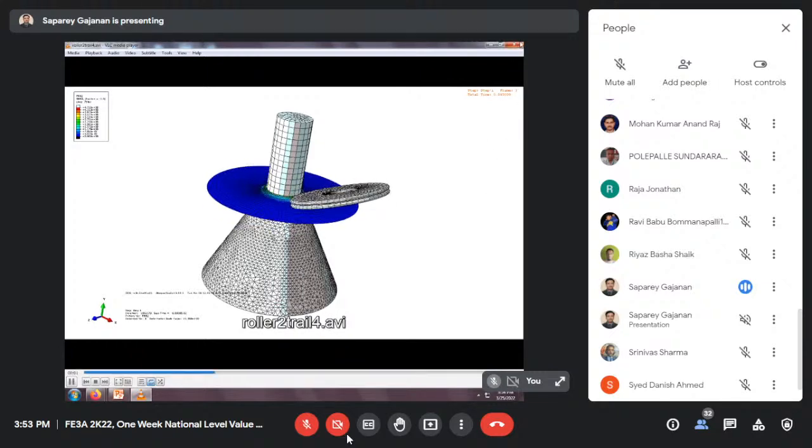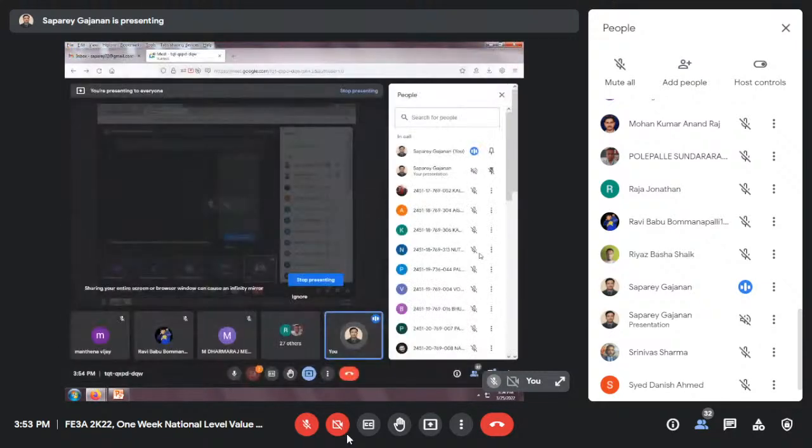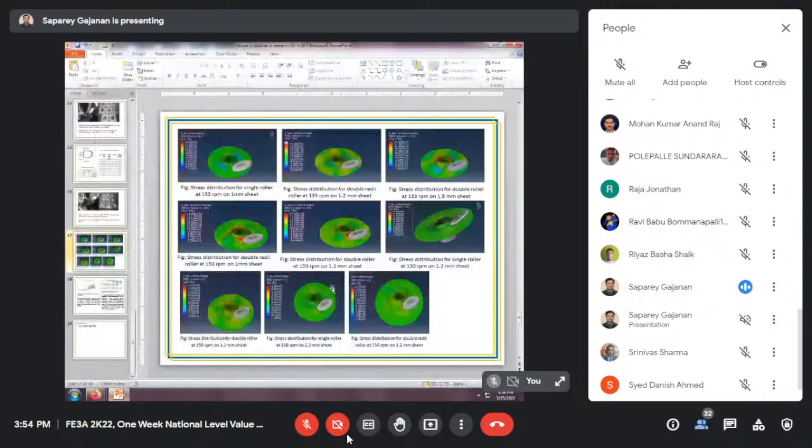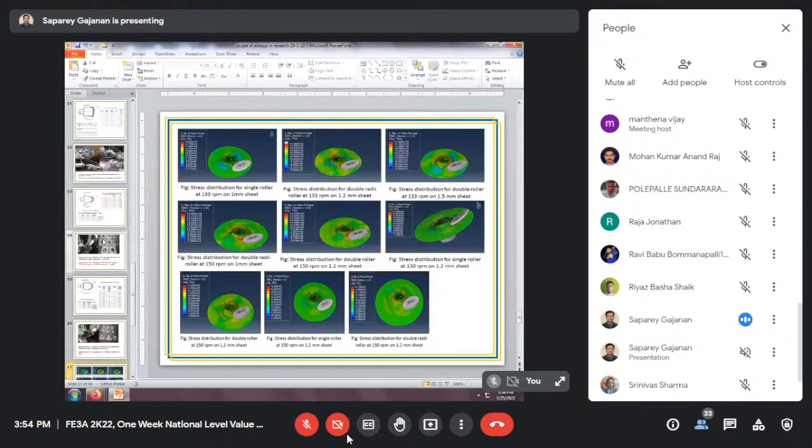And there is a scope of going for the patent in this work. We are also exploring that.